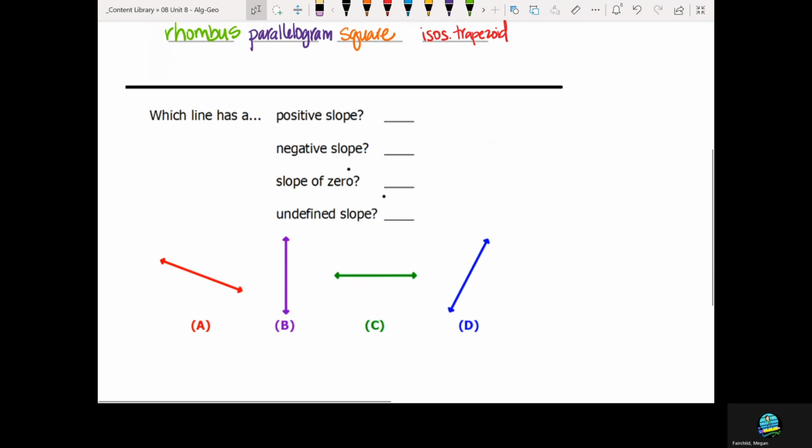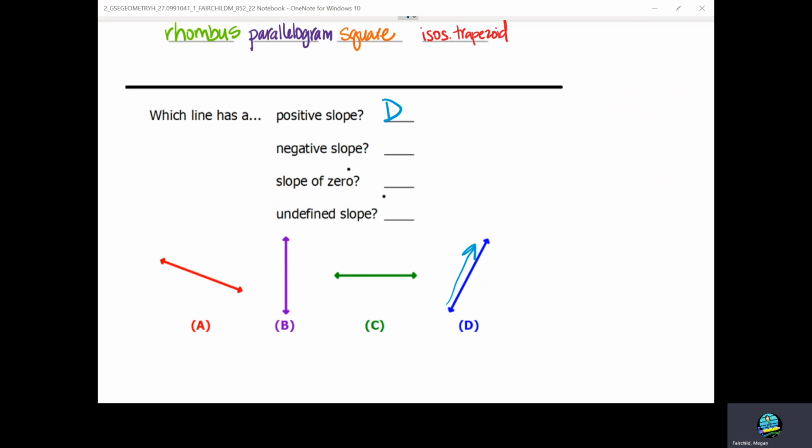Alex, your turn. Which line has a positive slope? D. Yeah, D. Okay, because it's going up. It's like you're climbing the mountain. Negative slope, Connor. Which one has a negative slope? Yeah. It's like you're going downhill. Slope of 0, Davis. Which one? Nope. It's C. Okay. 0, it's flat, right?